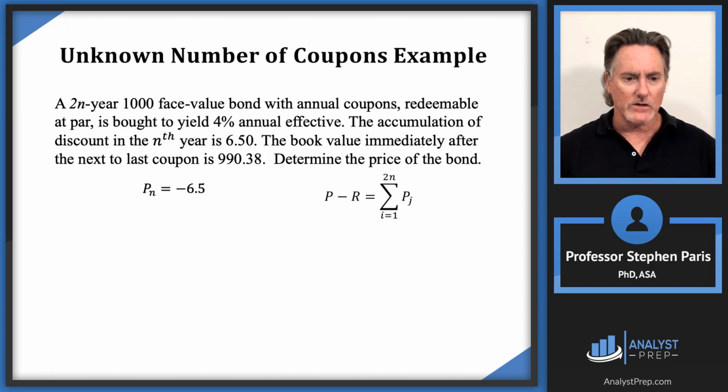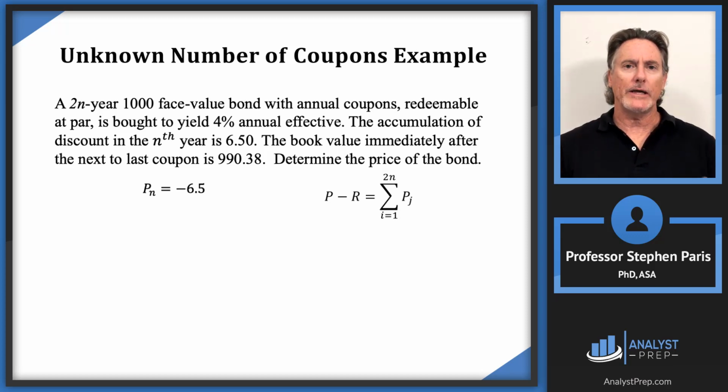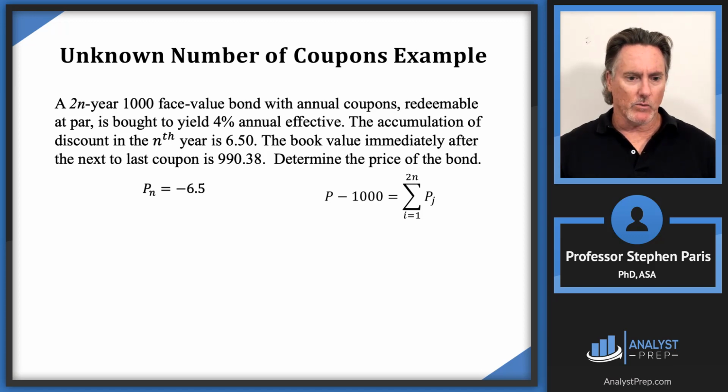And notice in this case, I've got annual coupons. It's a 2N year bond. There's actually 2N of those cap P values. And on the next slide here, I know what the redemption value is because I'm told in the problem that the bond is redeemable at par. Par is face value 1,000, so I'll just put in the 1,000 for cap R.